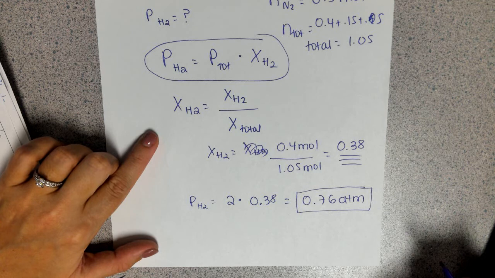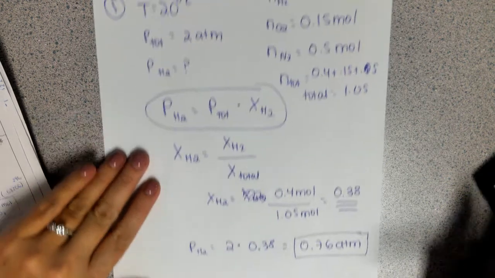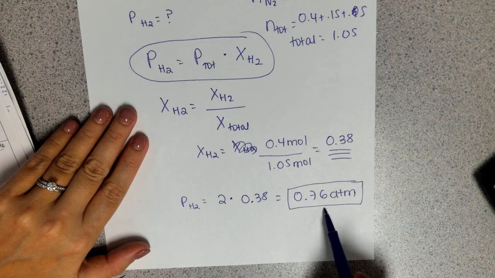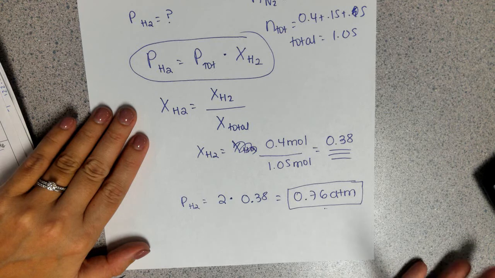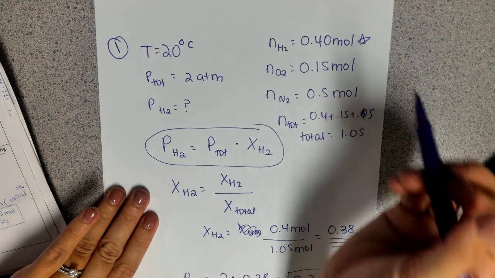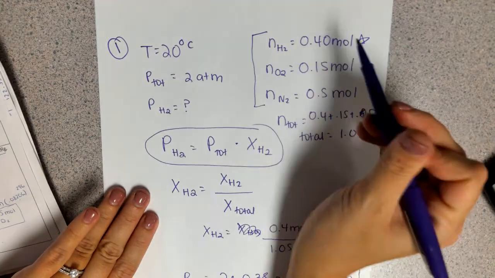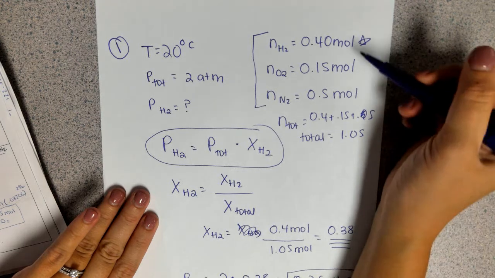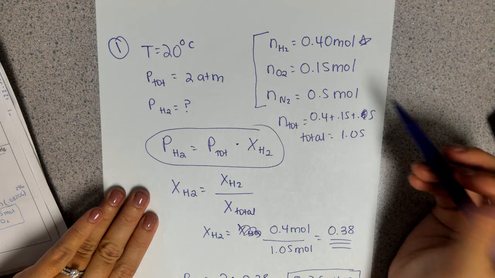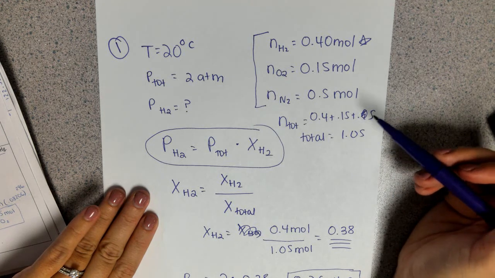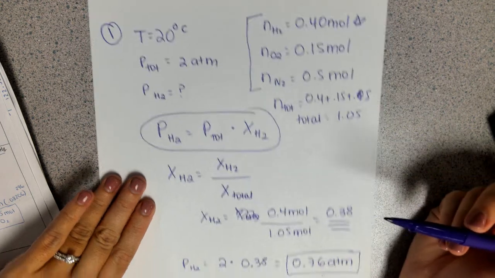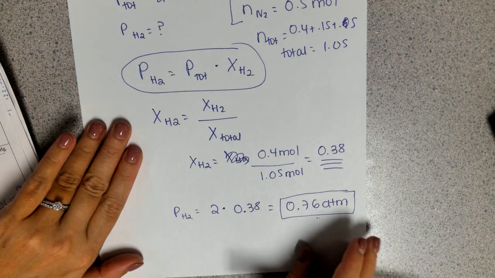Now you should check. Okay, the total pressure is 2 atm, and the hydrogen's pressure is 0.76, so that is okay. The pressure of an individual gas should never be greater than the total pressure. Also, let's look at our gases, H2, O2, N2. Hydrogen is 0.4 of the 1.05 moles, so it's less than half of the moles of gas, so it should not be half of the total pressure. It should be a little less than half of the total pressure, which it is, 0.76.